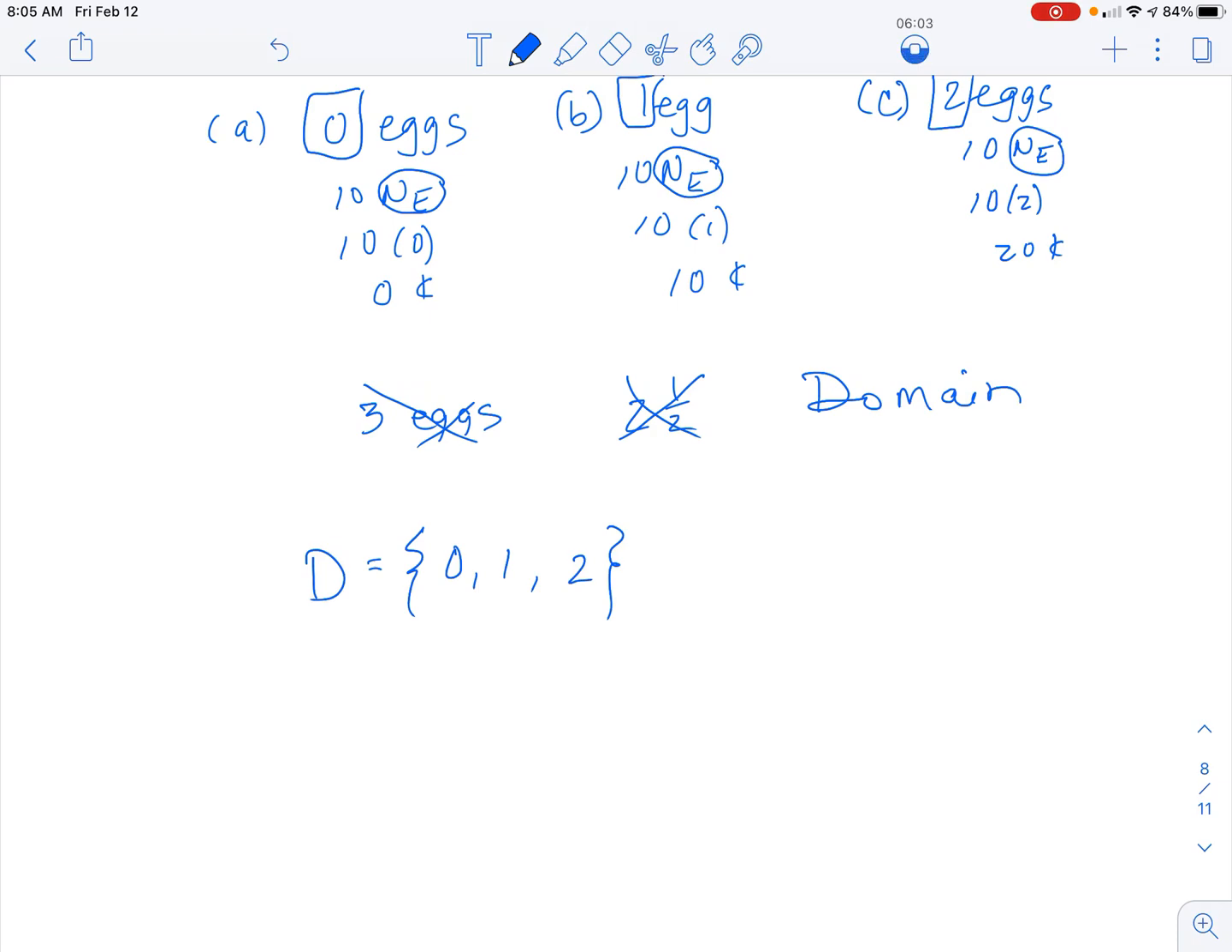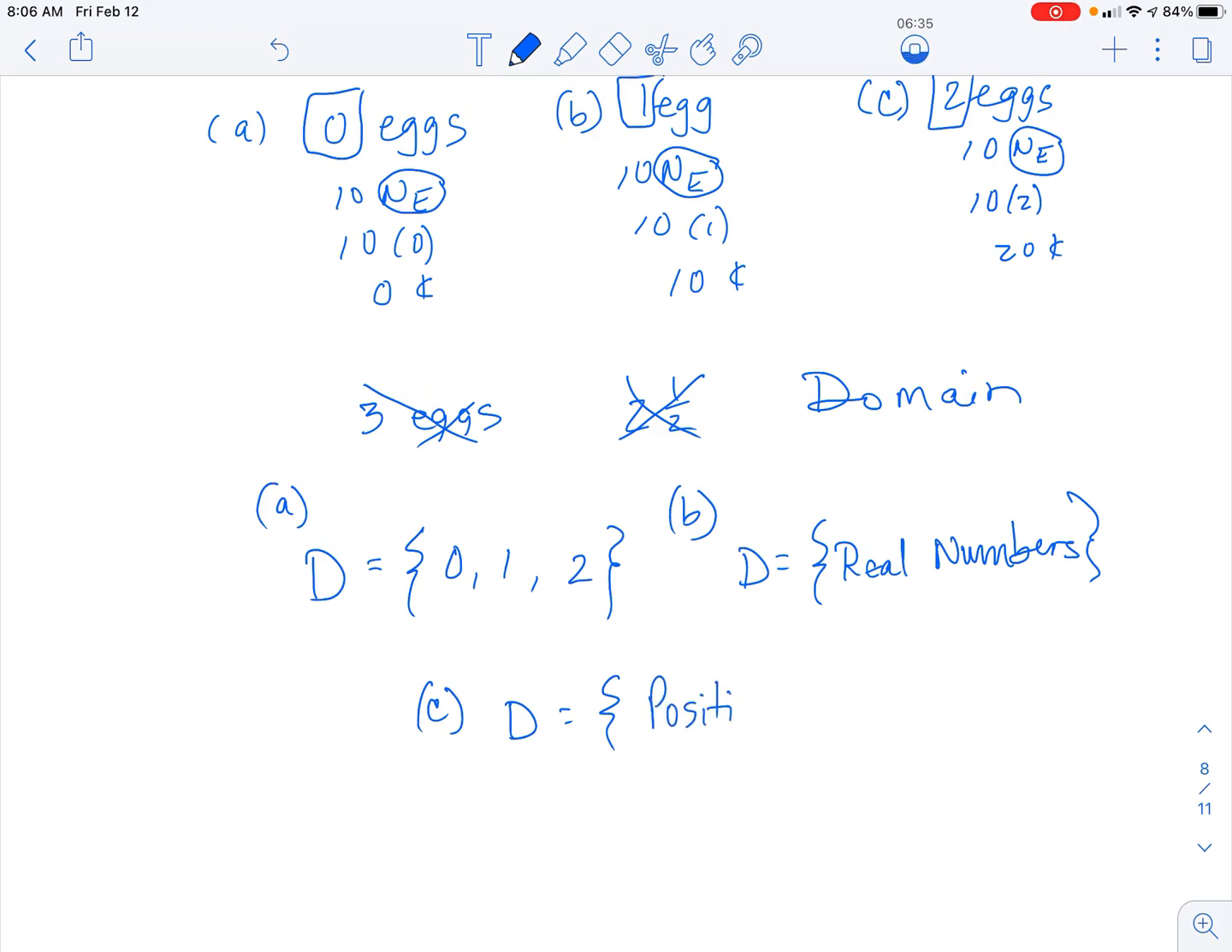Okay, we can also say that the domain includes real numbers, right? 0, 1, and 2 are from the real number families. Remember all our number families? We've been practicing those particular sets for a little bit now. So 0, 1, and 2 come from all of the real numbers, right? So it's in that set. And also, the domain includes positive integers.